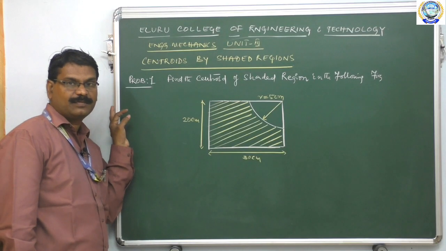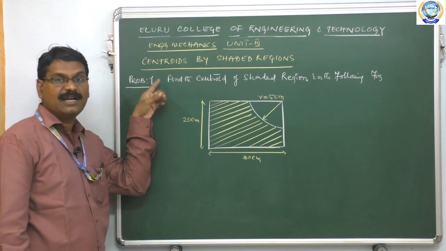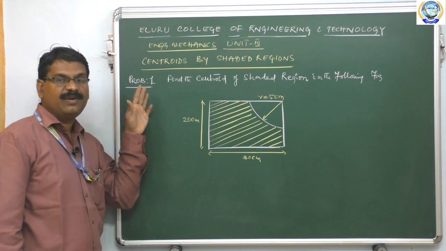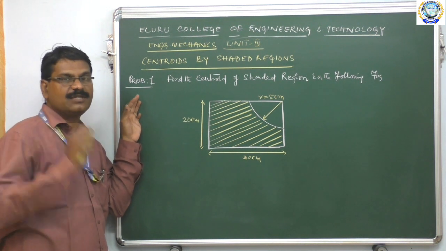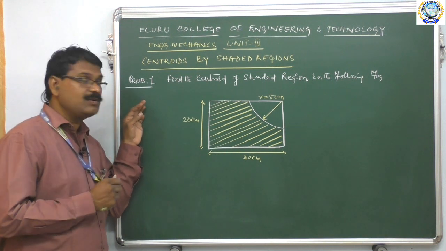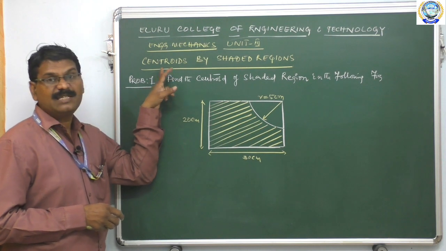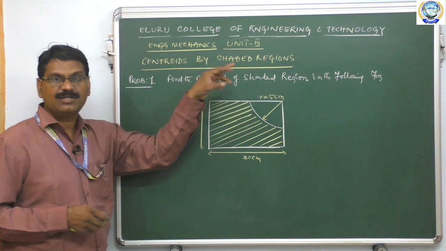Good morning, students. Let us continue the Unit 3 part of Engineering Mechanics, that is called Centroids and Center of Gravity. In the previous class, we have discussed the determination of centroids by composite figures, determination of centroids by simple figures, and the third one, as I told you the other day, centroids by shaded regions. Let us do some problems on centroids by shaded regions.